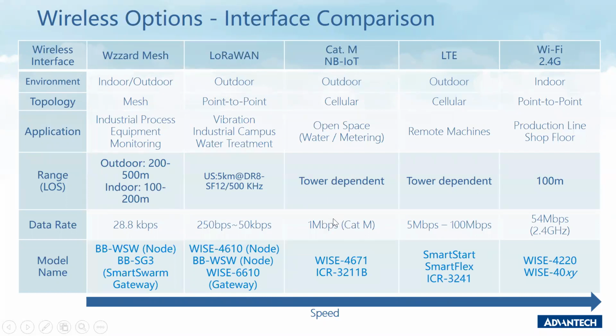Really 1 megabit or less, that's for Cat-M. Narrowband IoT is even less in terms of data rate. And then both the WISE 4671 and the ICR 3211 have this technology.